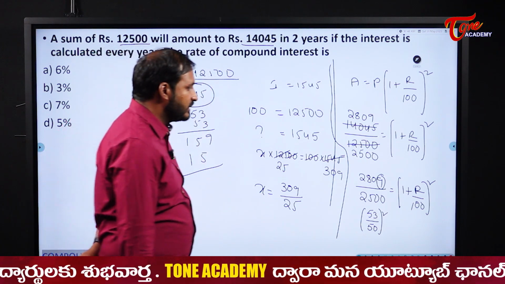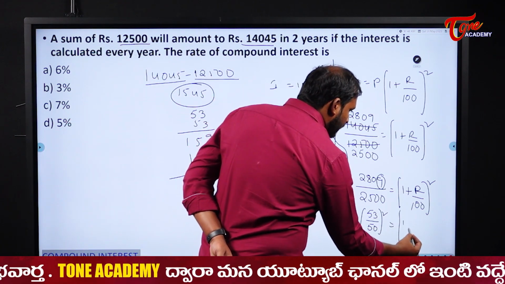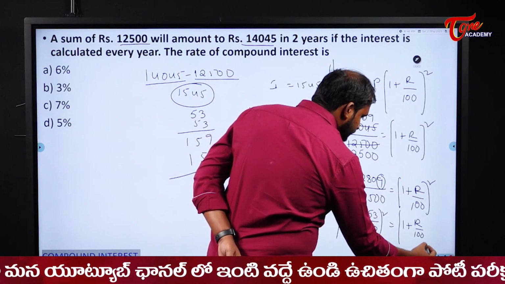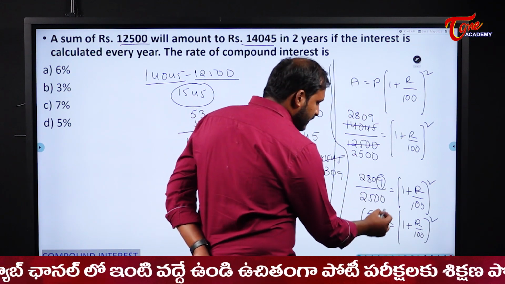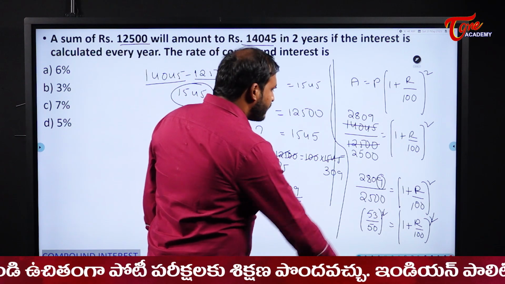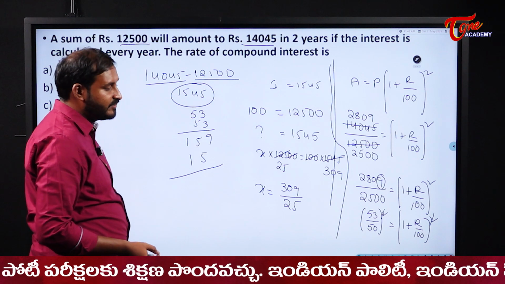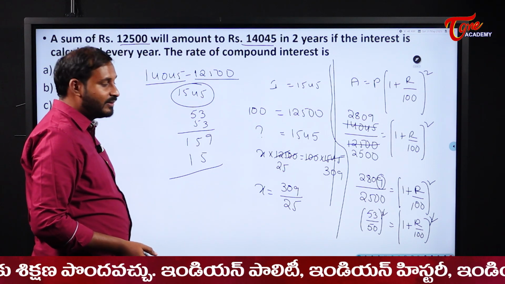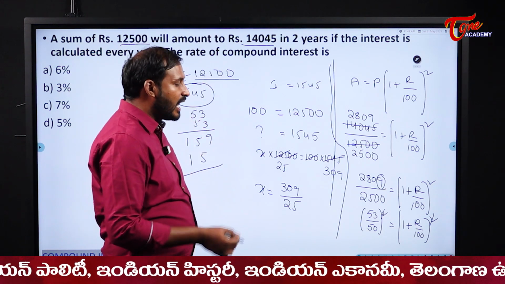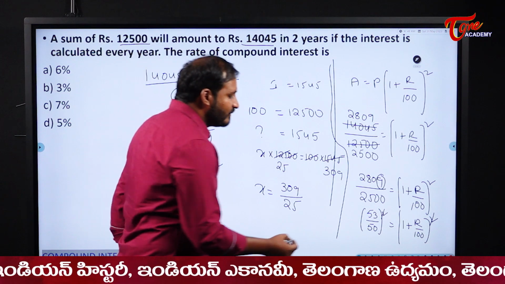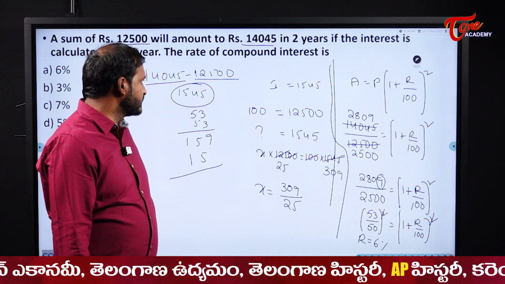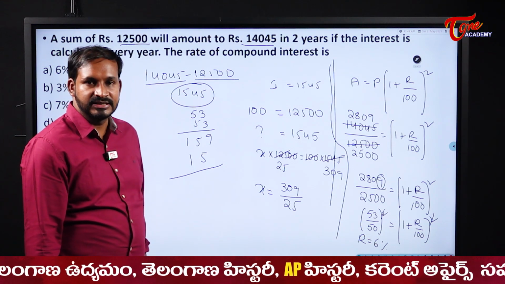(53/50)² is equal to (1 + r/100)². So this square will get cancelled. Am I correct? So 1 + r/100 becomes 53/50, then it becomes 3/50. Then the r value will become what? 6 percent. The r value becomes 6 percent. Sir, if we go like that, we will get the answer in this manner.